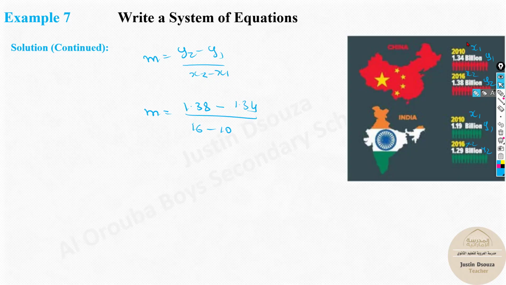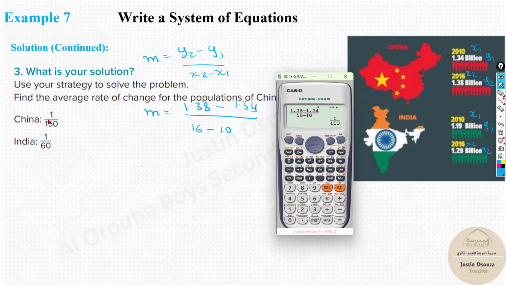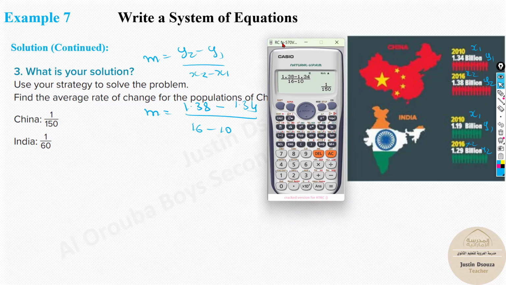So let's use our calculators. Here we have to go out of this mode, so we can press mode and computation mode 1. 1.38 minus 1.34 divided by 16 minus 10, that is 6. What happens? The slope is, let's write it as 1 by 150. Okay, it's 1 by 150.